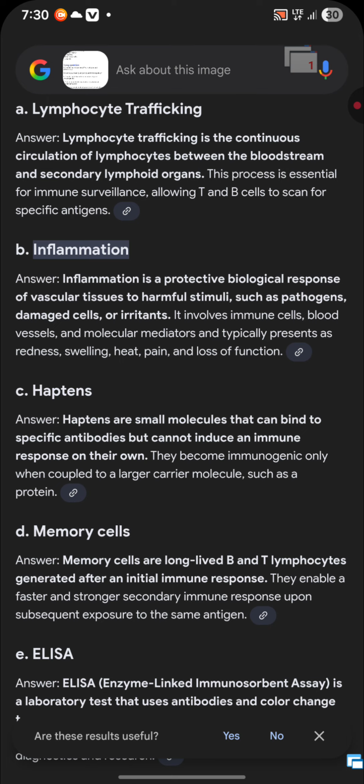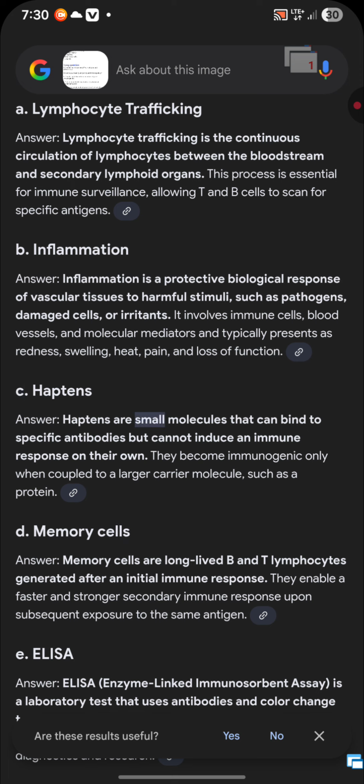B. Inflammation. Answer. Inflammation is a protective biological response of vascular tissues to harmful stimuli, such as pathogens, damaged cells, or irritants. It involves immune cells, blood vessels, and molecular mediators and typically presents as redness, swelling, heat, pain, and loss of function.